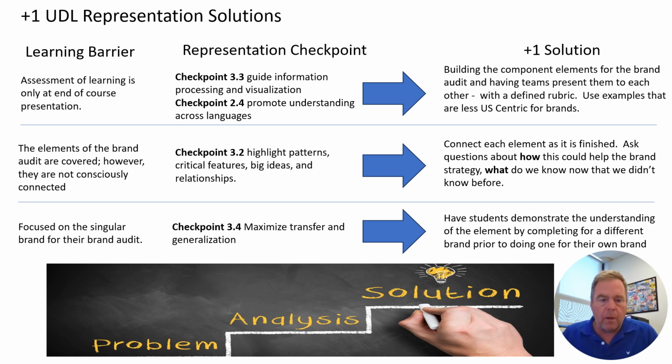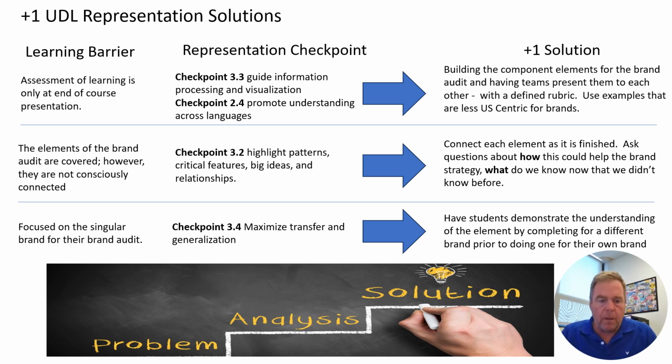The first one is this assessment only at the end of the semester with the presentation of the team to the whole class. There are two different checkpoints that I believe are informative of building a different solution or a different path, and that path is building the component elements for the brand audit, and then having the teams present on a weekly or biweekly basis with a defined rubric, so that they can, one, get used to presenting, and two, see the different elements and how other people perceive them as well. So more of a shared learning experience.